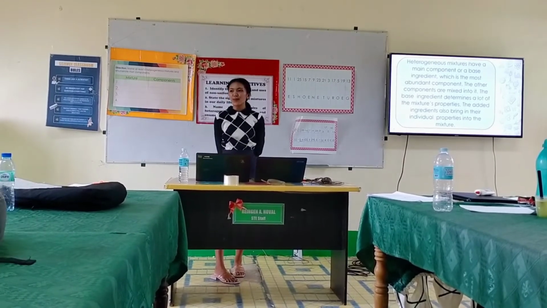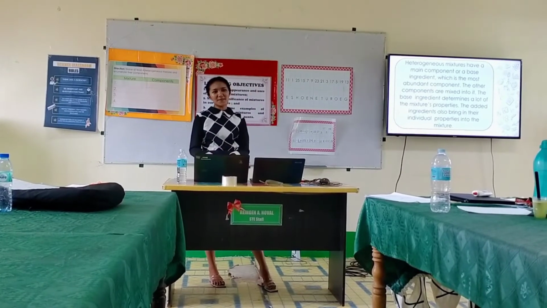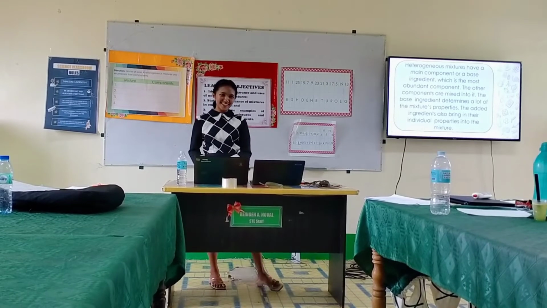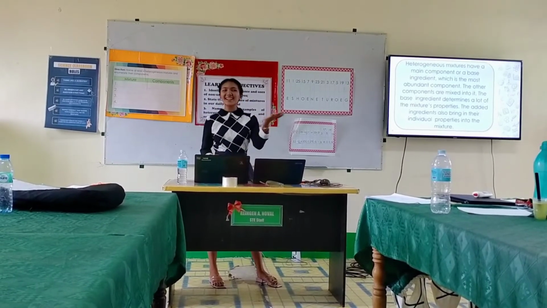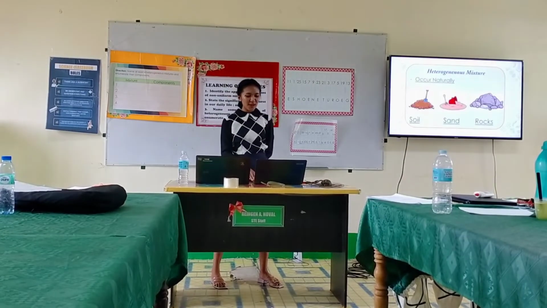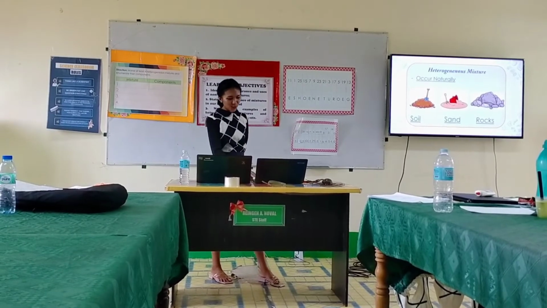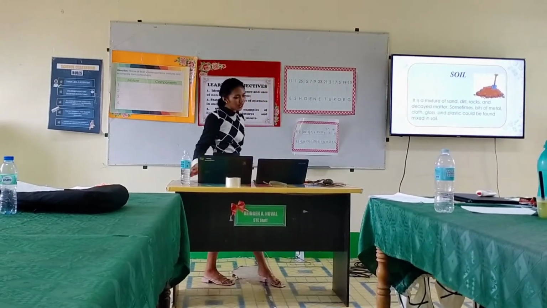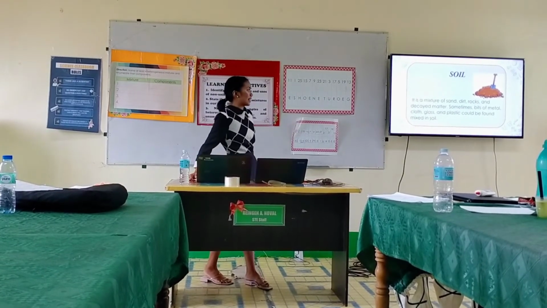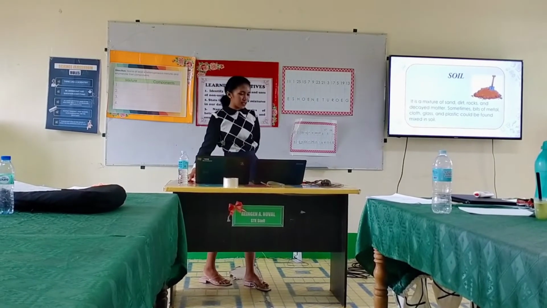So there are also many heterogeneous mixtures that occur naturally. What are those? Yes, Racheline? Soil, ma'am. Yes, what else? Sand, ma'am. What else? Rock. Very good. We have the soil, sand, and rock. So when we say soil, it is a mixture of sand, dirt, rocks, and decayed matter. Sometimes it also has bits of metal, cloth, glass, and plastic mixed in the soil.